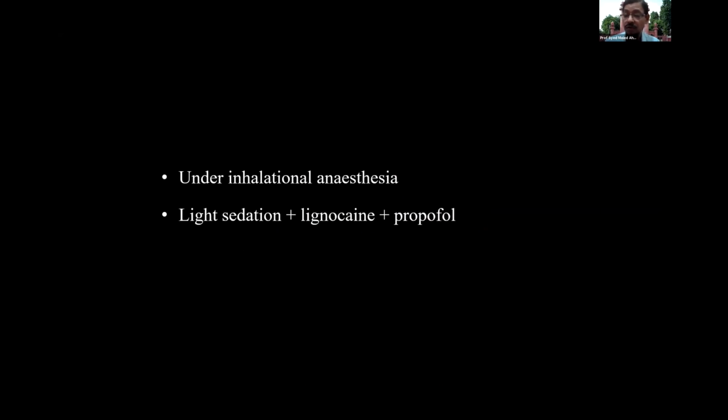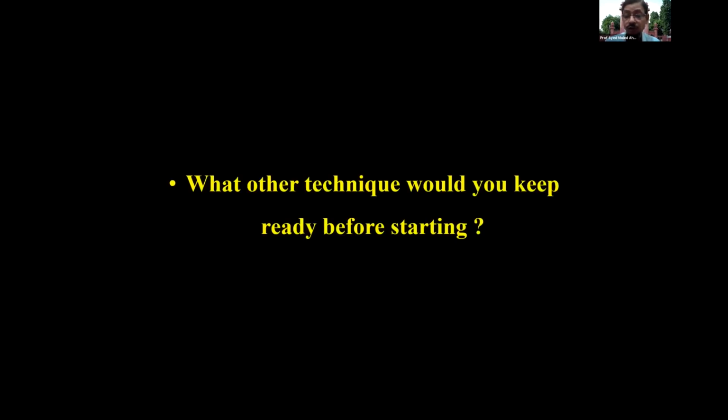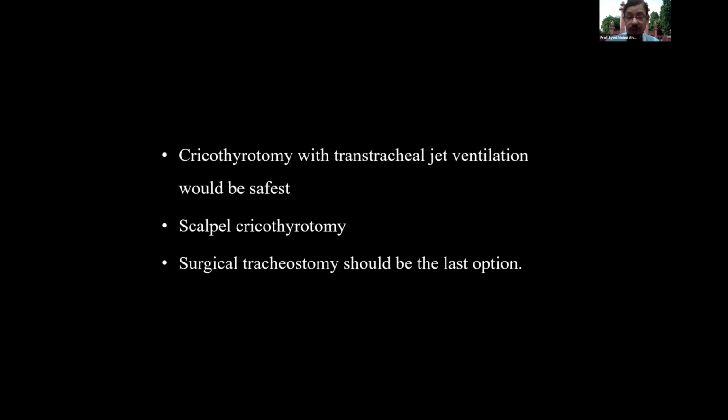So it is mentioned in the book, but otherwise it is not a very good choice. So what other technique would you keep ready before starting? Now, this is very important. Always try to preempt and predict that this patient can go at a time where you need to have a rescue strategy with you. So naturally, you have to have a cricothyroid or transtracheal jet ventilation, which would be the safest.